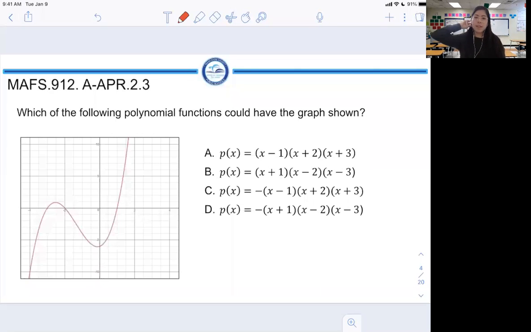Okay, there we go, yes. So even though we don't know what this function is, we do know that all of this looks like it's in factored form, right? And what do we know about factored form?